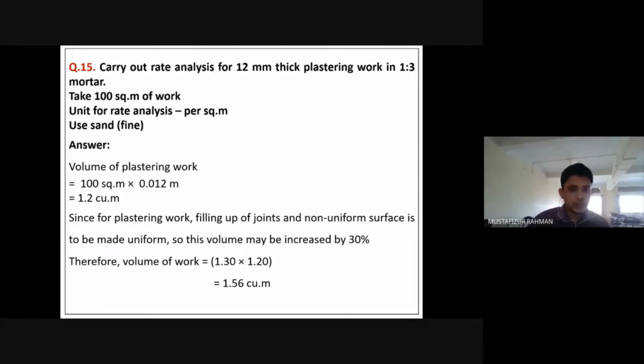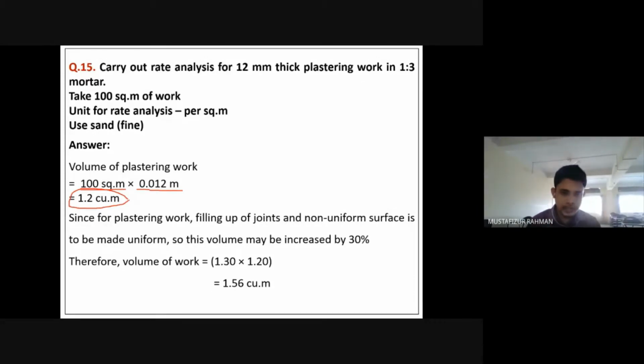So first, what we will do, we will calculate the volume of work, 100 square meter with thickness of 12 mm. So 12 mm converted into meter is 0.012 meter. We multiply that with 100 square meter, we get 1.2 cubic meter. This much of plastering work is to be done.